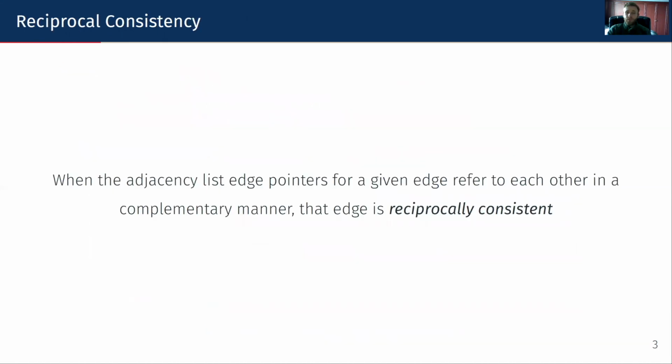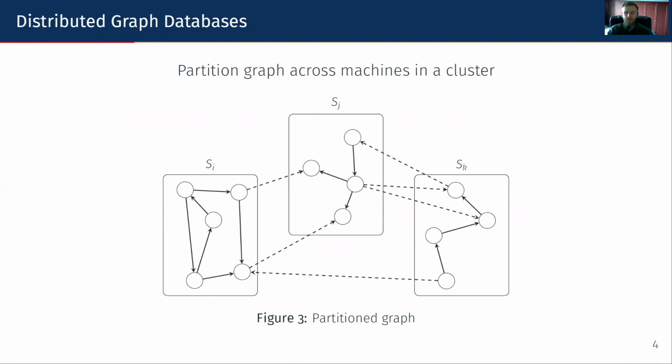When the pointers for a given edge refer to each other in such a complementary manner, that edge is said to be reciprocally consistent. Ensuring reciprocal consistency for edges in a distributed graph database is important and challenging. Graphs can seldom be partitioned into disjoint sets. A common approach to partitioning is to use a balanced edge cut, where vertices are evenly assigned to partitions in a manner that minimizes the number of edges that span partitions. Such edges are known as distributed edges, as shown in Figure 3 with dashed lines.